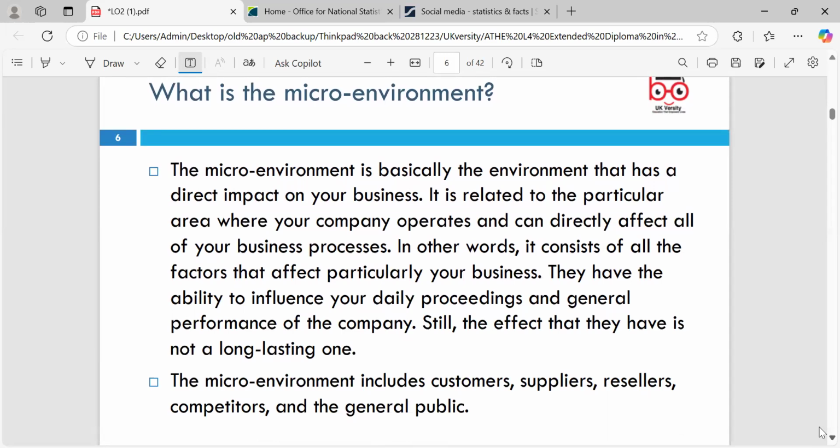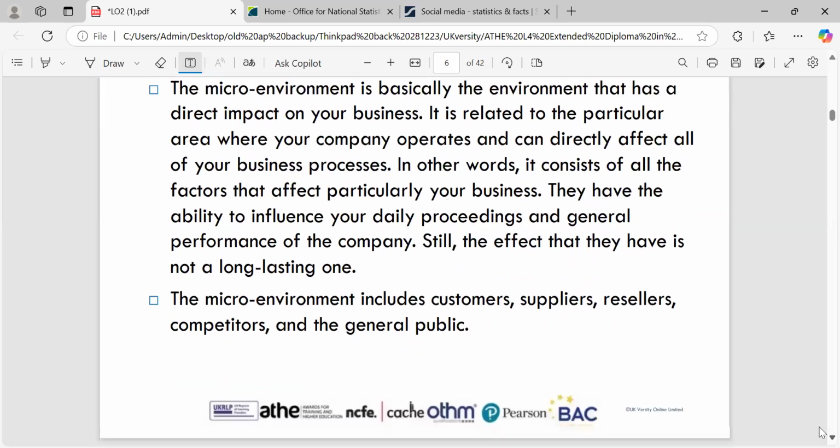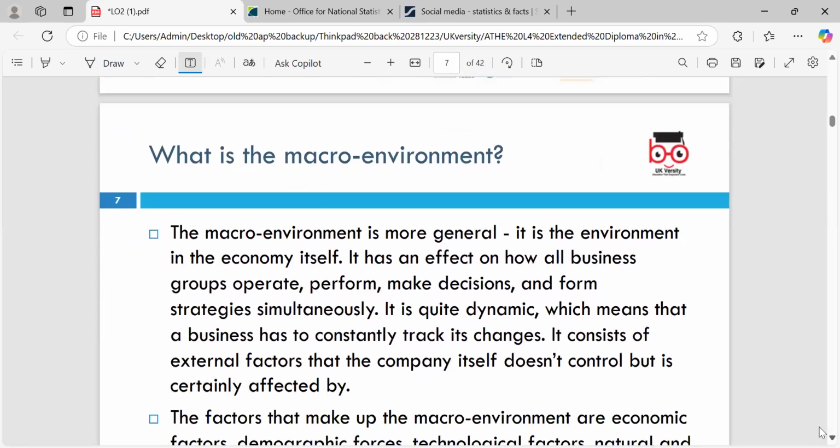We can look around micro internal: if a supplier is supplying other suppliers and goes out of the industry, they close their businesses, so that can be a micro level impact. Customers, resellers, and retailers can also be included in the micro level. Macro is more general, and the environment is the economy itself, and its effect on how all businesses in the group perform, make decisions, and form strategies simultaneously.